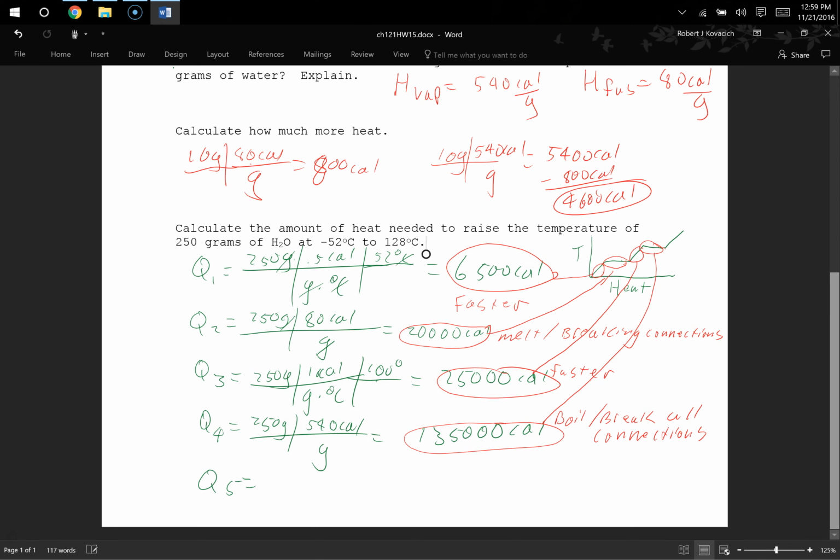And we got Q5, and so the last thing we'll do is we'll just heat this up from 100 to 128 degrees. So 250, and then again it's a half a calorie per gram degree C for steam, and I'm going up 28 degrees Celsius. So 250 times a half times 28, and that's 3,500. And this energy is being used to make this water move faster.